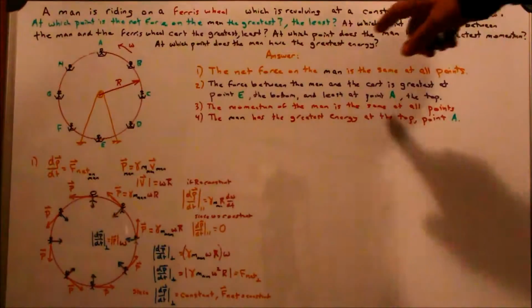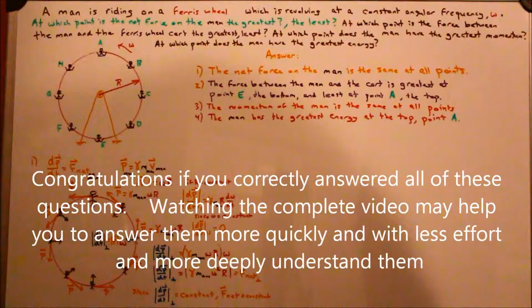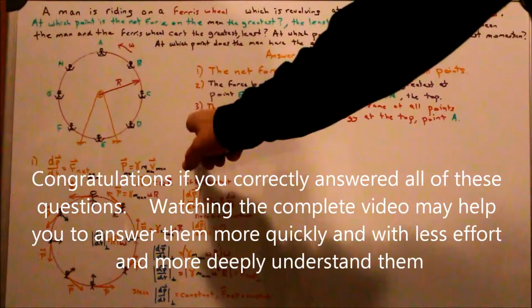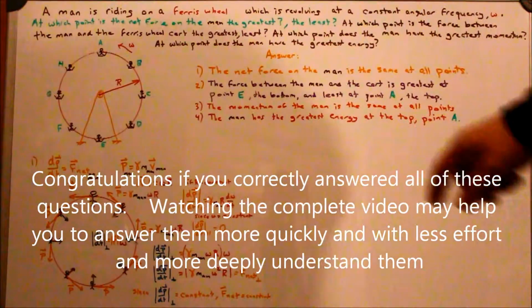The answers are: the net force on the man is the same at all the points. The net force between the man and the cart is the greatest at point E, the bottom, and the least at point A, the top. The momentum of the man is the same at all the points, and the man has the greatest energy at the top, point A.